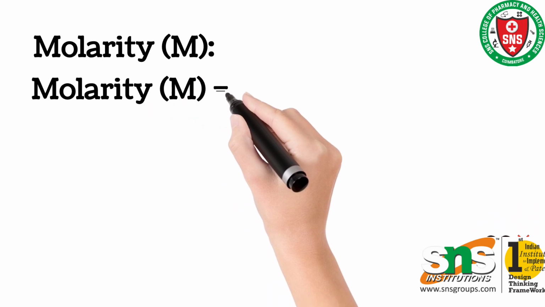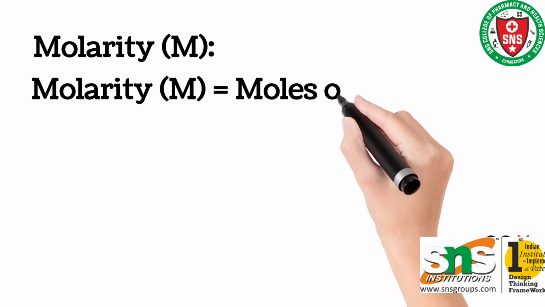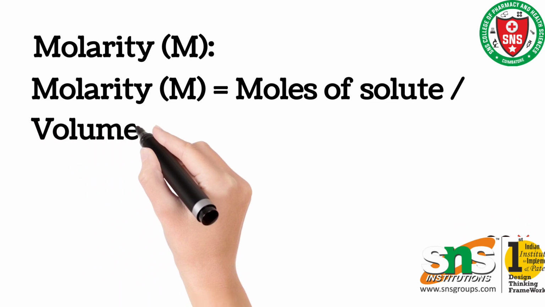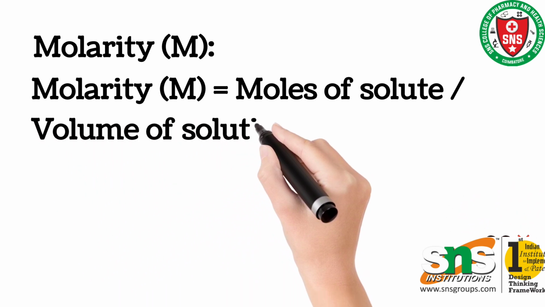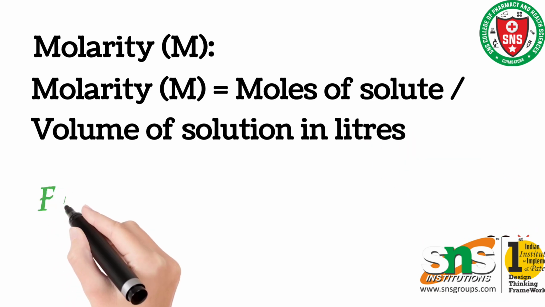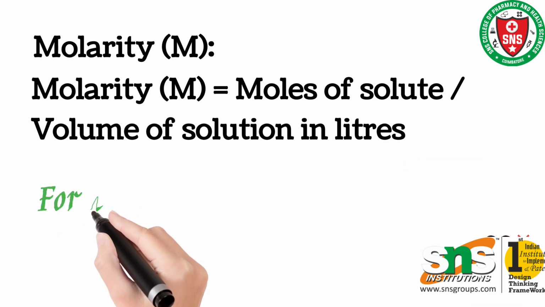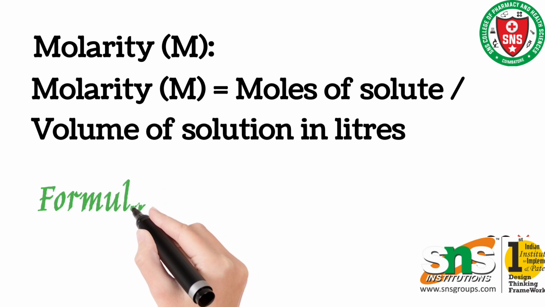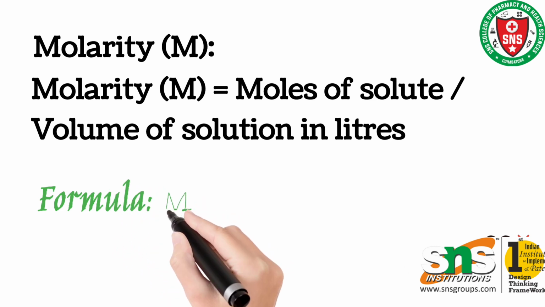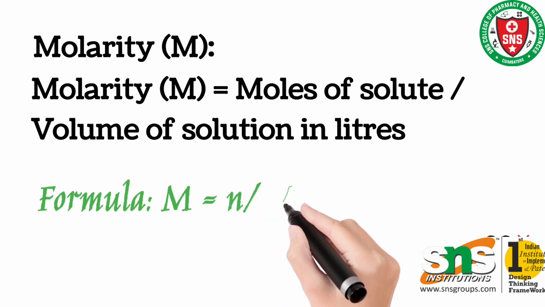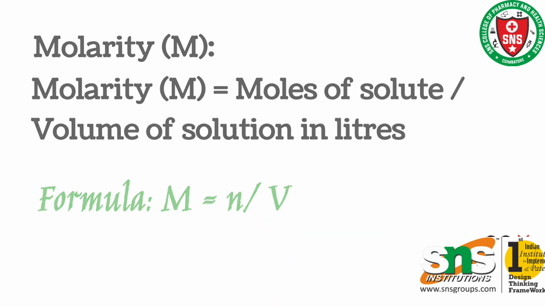Now molarity, and it is represented as capital M. Molarity is defined as the amount of moles of a compound dissolved in an amount of solvent, that is usually water. In equation, it is represented as moles of solute by volume of solution in liters, and in formulaic way, it is represented as n by V, that is moles of solute n divided by volume of solution in liters.